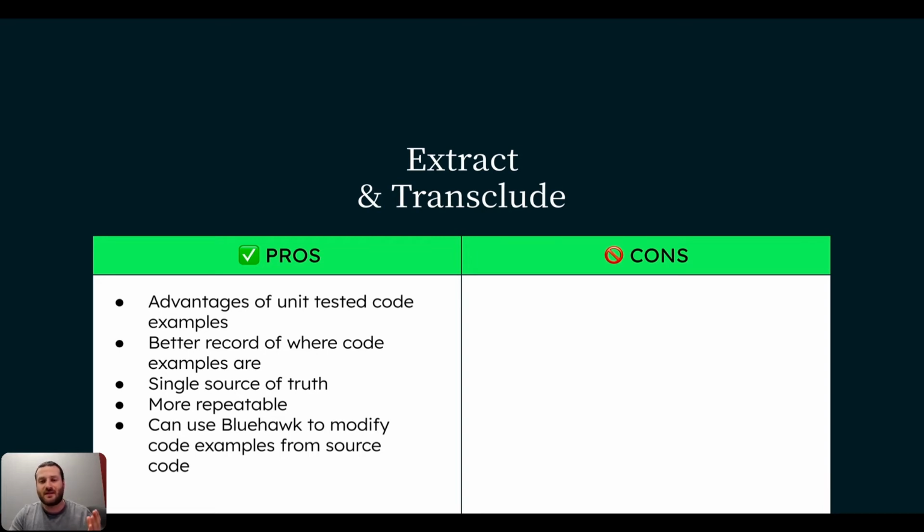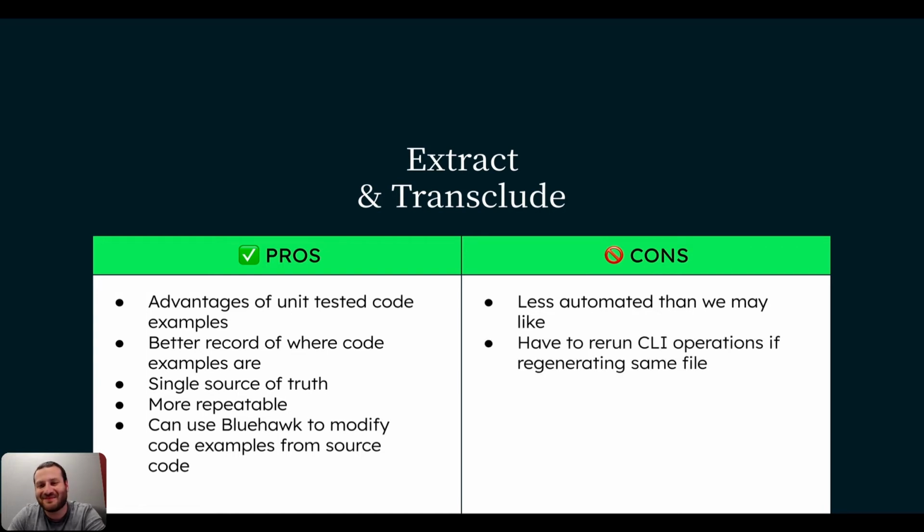So while this is in many respects an improvement on the copy and paste implementation, much more powerful, it is not without its flaws. Namely, it might be a little less automated than we'd like, because you do still need to run the CLI operations and do the transclusion, which I think is better than copying and pasting. However, it's still work that we have to do. And we like to avoid work if we can, right? Yeah, you have to rerun those CLI operations to regenerate the same file, which can get tiresome.